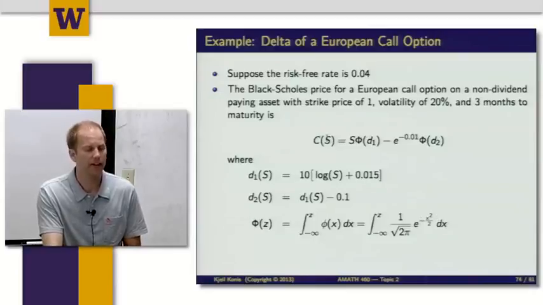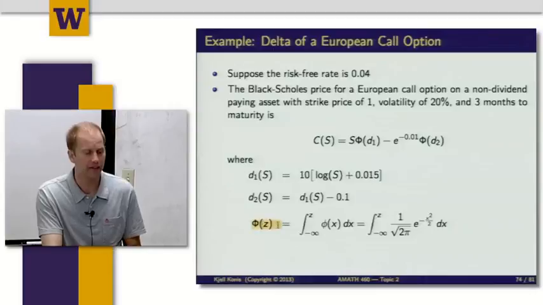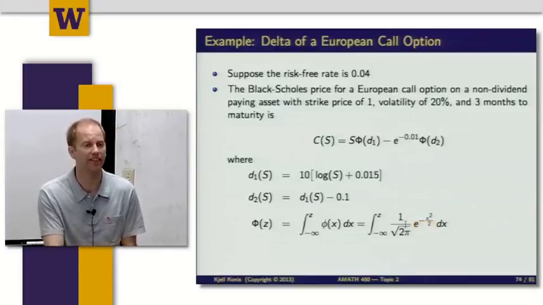So in order to calculate the price of my European call option, I'm going to need to be able to do mathematics with this function capital phi. But this is a function that's famous for not having an antiderivative. So you can't actually write down a formula for the value of this integral. This is the simplest that I can write it down. So in order to actually price these things, you have to use a computer to approximate the value of this integral.